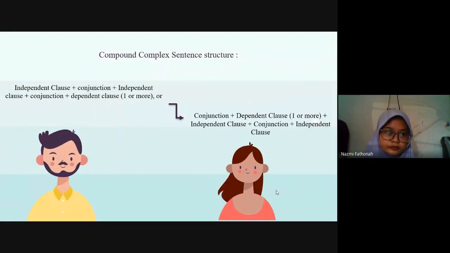So here is the structure of compound complex sentence. Here is dependent clause plus conjunction plus independent clause plus conjunction plus dependent clause. It could be one or more, and then you can also use conjunction plus dependent clause, one or more dependent clause plus independent clause plus conjunction plus independent clause.